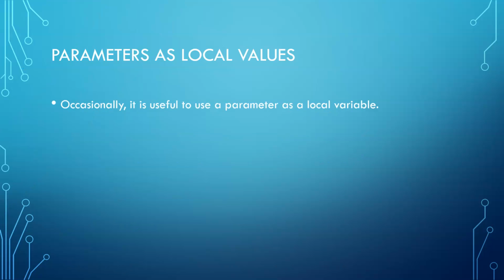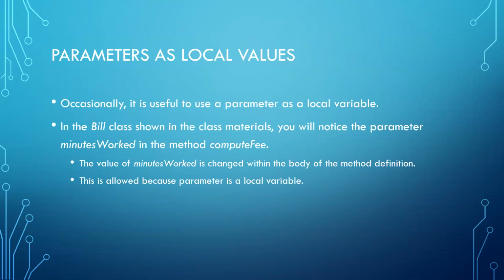Occasionally, it is useful to use a parameter as a local variable. So in the Bill class, which is the other demo that we're going to see, shown in the class materials, you'll notice the parameter minutesWorked in the method computeFee. The value of minutesWorked is changed within the body of the method definition. This is allowed simply because the parameter is a local variable.